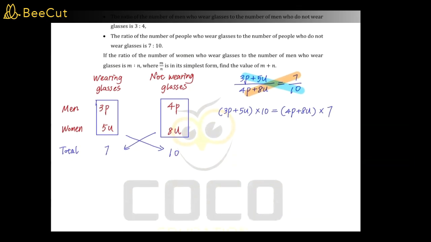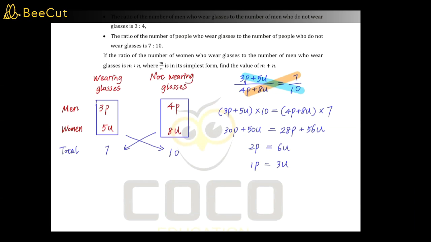Let's simplify it. 30P plus 50U equals 28P plus 56U. So 30 minus 28, 2P. 56 minus 50 is 6U. Then simplified, we get 1P equals 3 units.